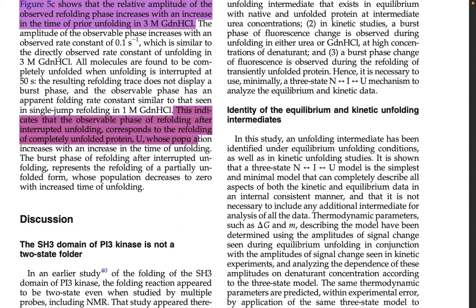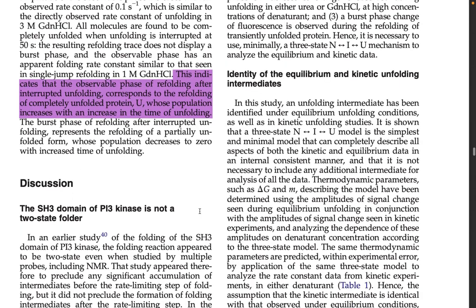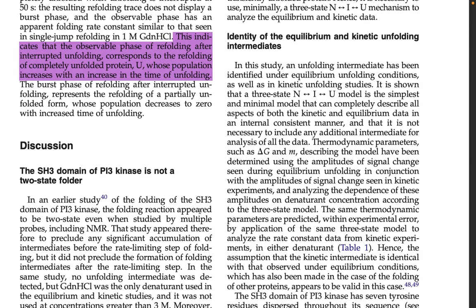corresponds to refolding of a completely unfolded protein U, whose population increases with an increase in time of unfolding. The burst phase of refolding after interrupted unfolding represents the refolding of partially unfolded forms whose population decreases to 0 with increased time of unfolding.